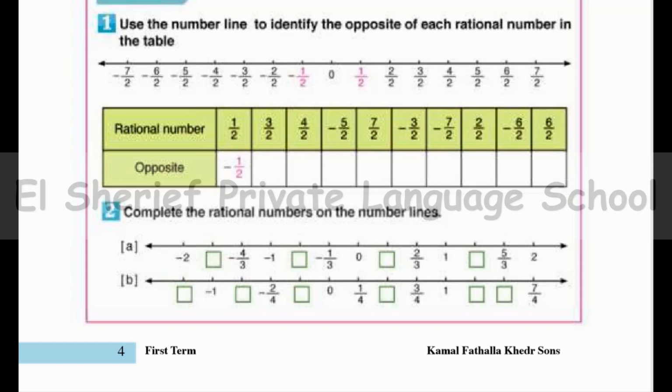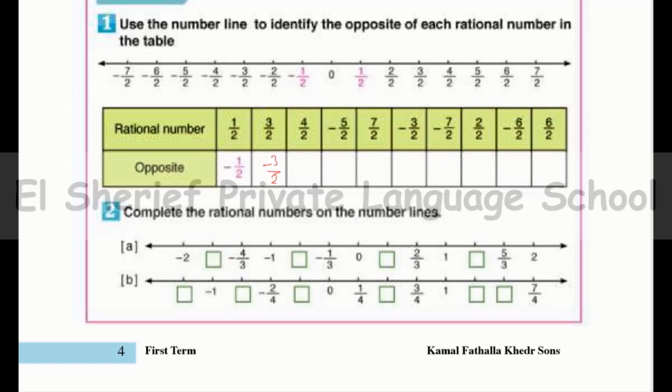1 over 2, so the opposite number is 1 over 2 but with a different sign. So here I have negative 1 over 2. From 0 to 1 over 2, I have only one step. So in the other direction, negative 1 over 2. Here I have 3 over 2. I have 3 equal distances in the other direction. So 3 steps, negative 3 over 2.